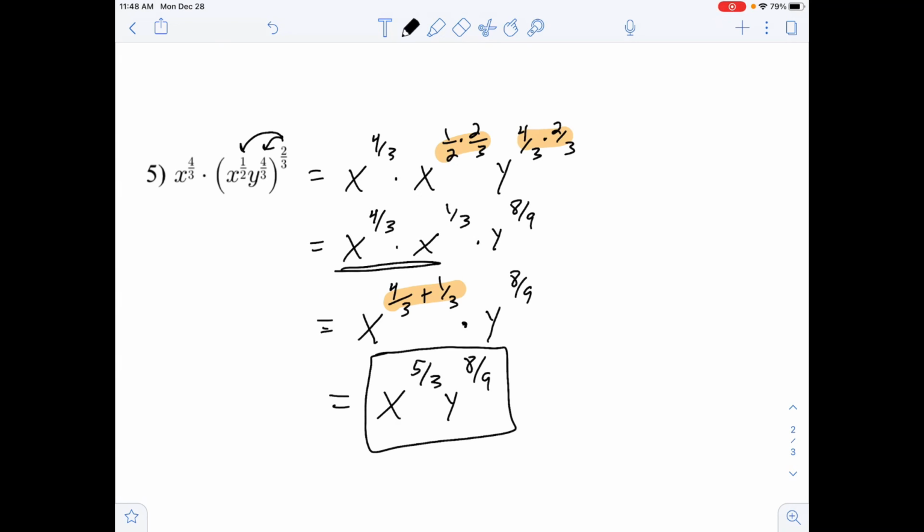So hopefully this will help you with using the properties of exponents but having a rational exponent. And I just called this a part 1 video because the problems can get more involved, and I'll do that in a separate video.